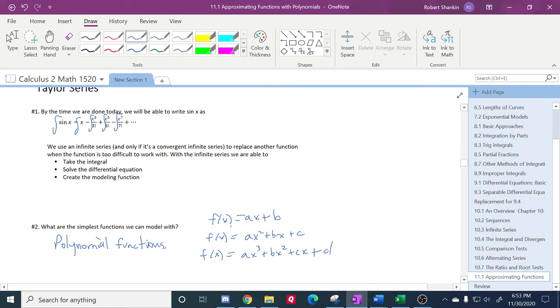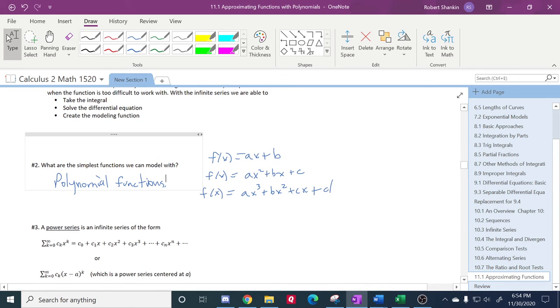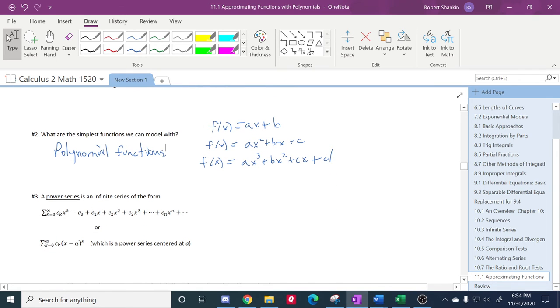It's about as easy as we can get for modeling something if we restrict ourselves to polynomial functions. And now, a power series is an infinite series of this form.